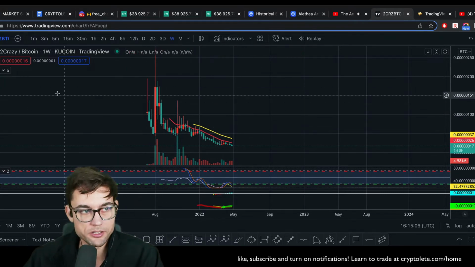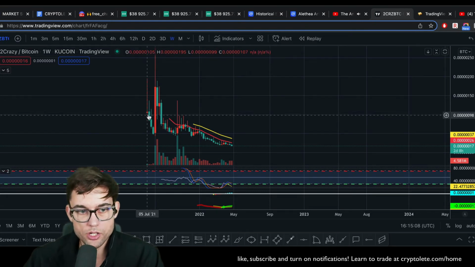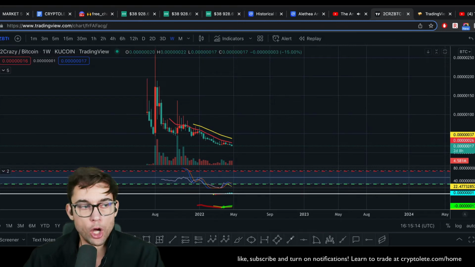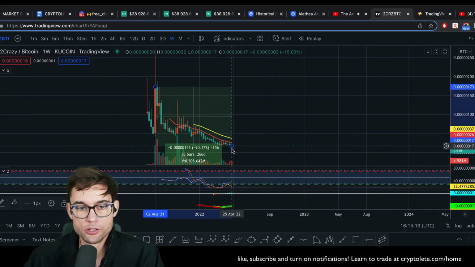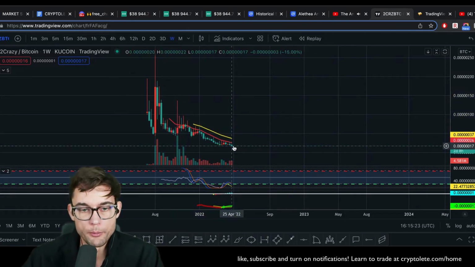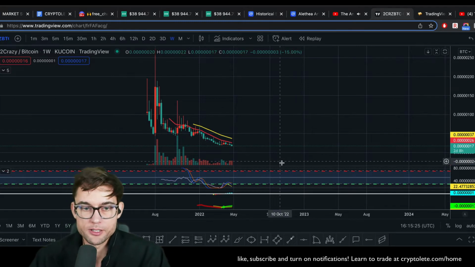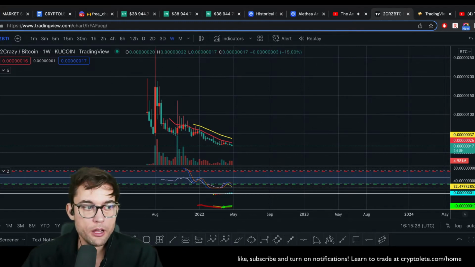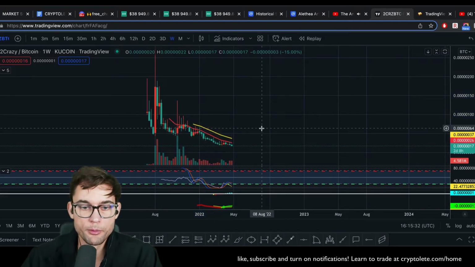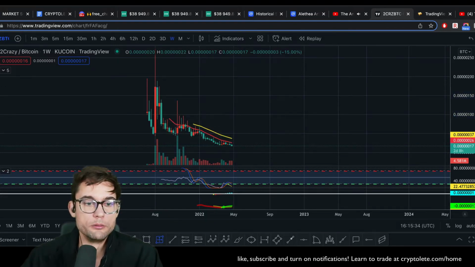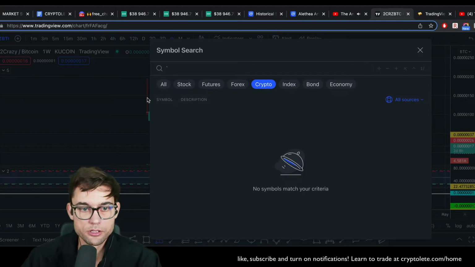So in this case, Too Crazy against Bitcoin. So basically if you bought Too Crazy, you would have lost this much value against Bitcoin. So you're 90% down compared to what Bitcoin did. So Bitcoin is about 40% down from its all-time high right now. But Too Crazy against Bitcoin is 90%. So you would have been much better off holding Bitcoin rather than holding Too Crazy.